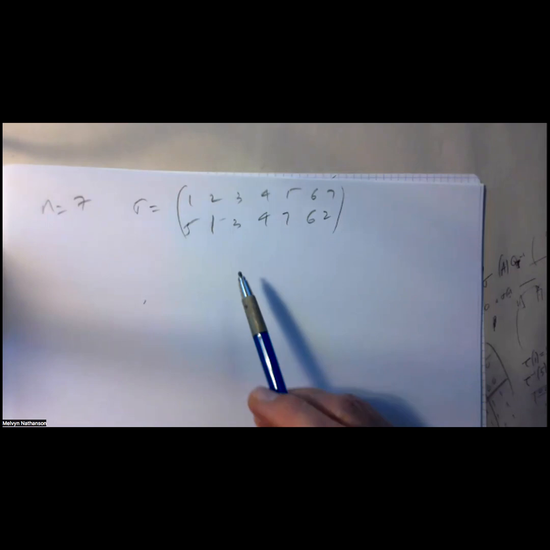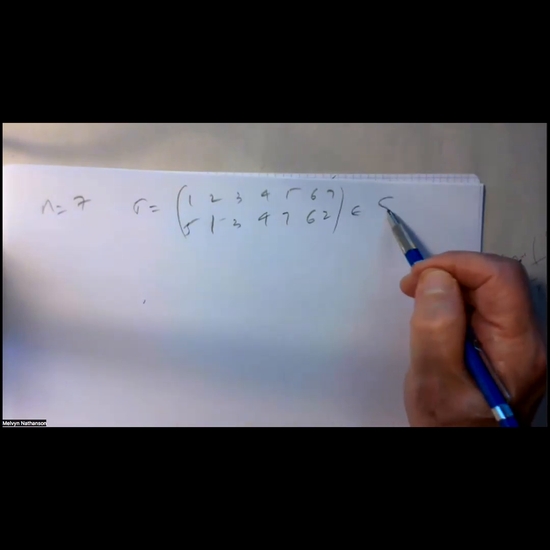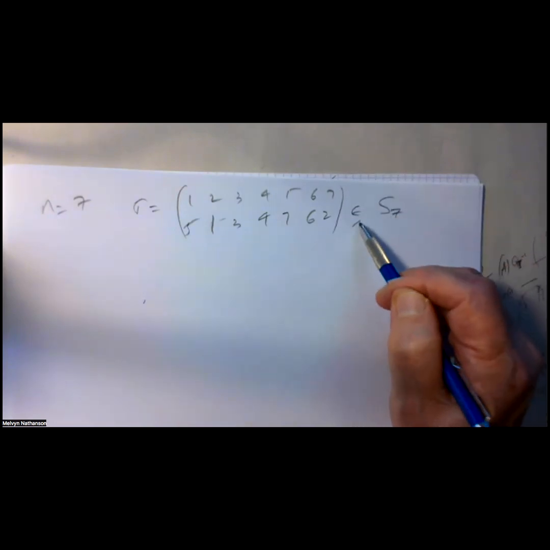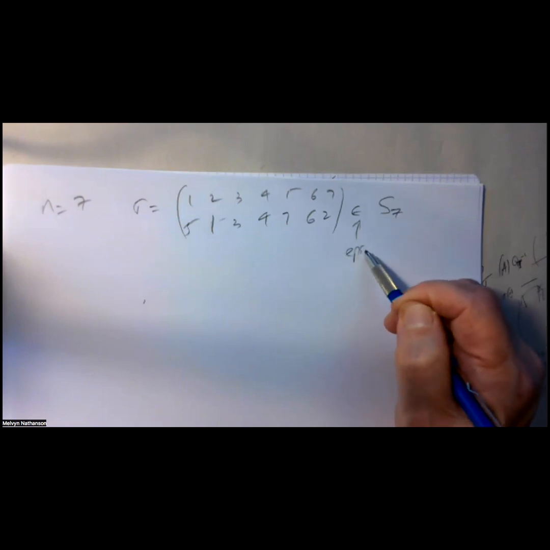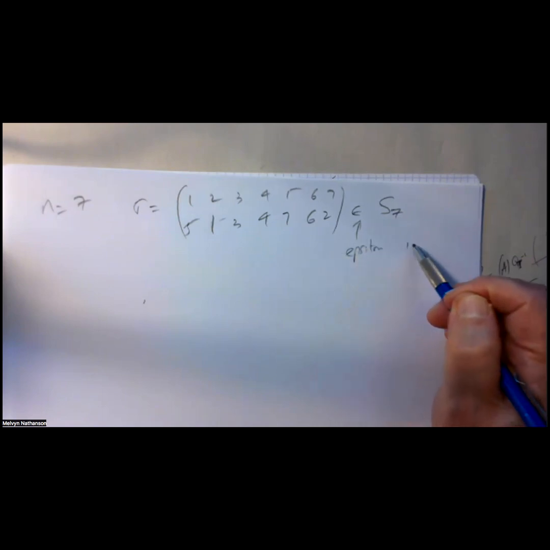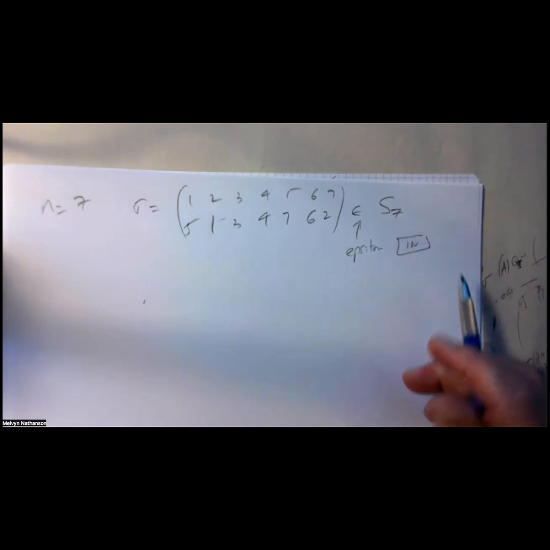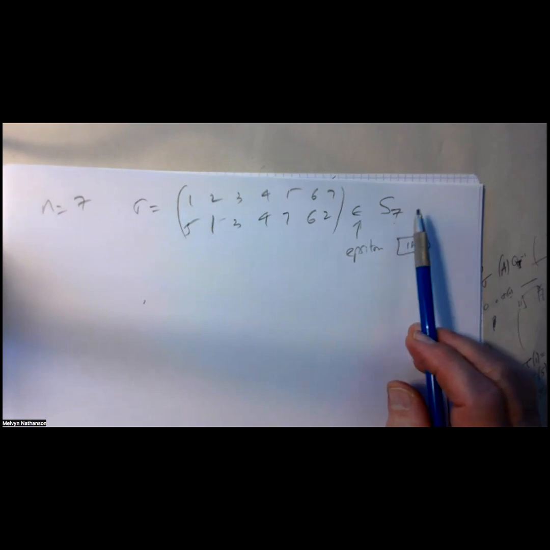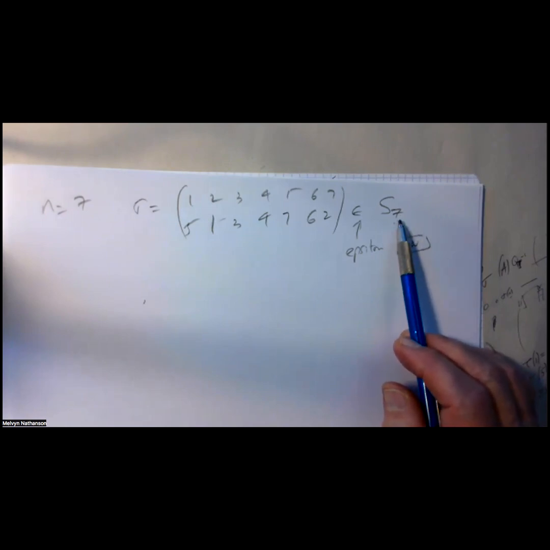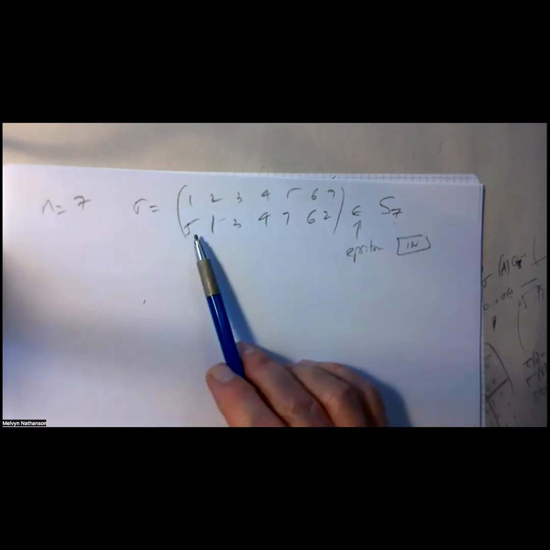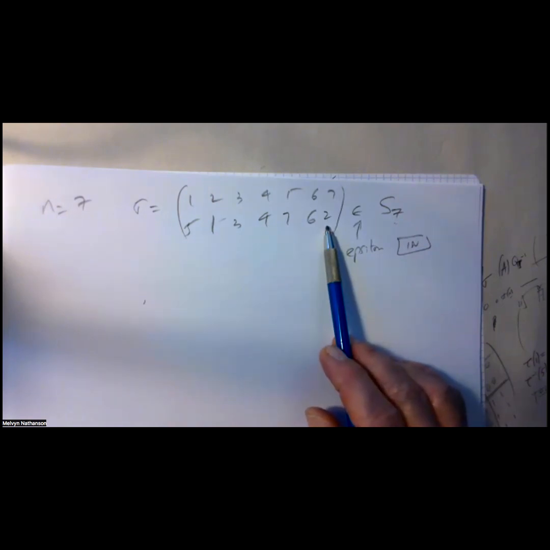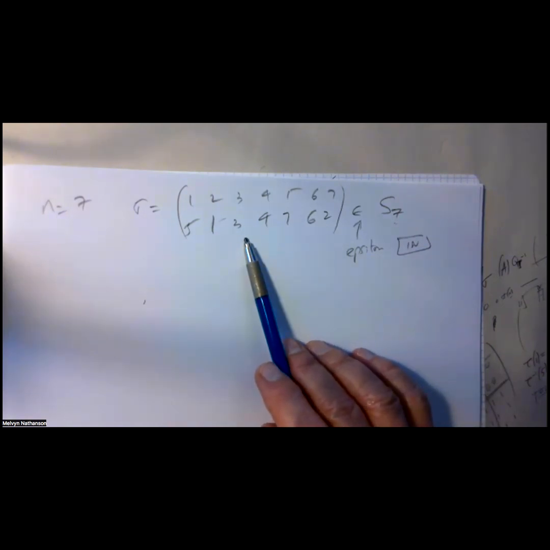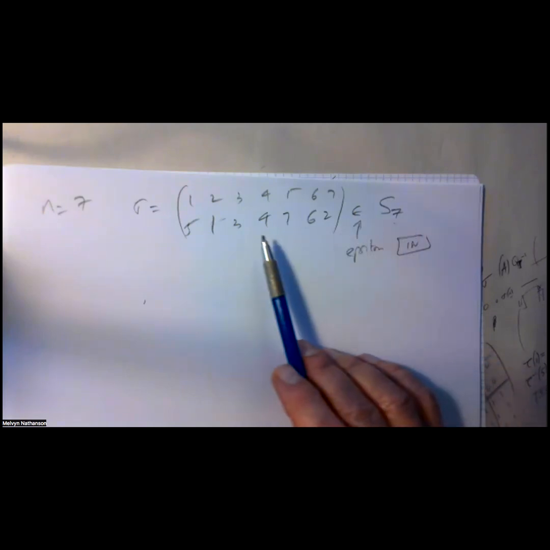Okay. So here's a permutation, and this is in S7. So this symbol, which is a Greek epsilon, means in. So in the language of mathematics, S7, I just defined that. That's the set of all permutations of the numbers 1 through 7. This is a permutation of the numbers 1 through 7. So this is one element of the set S7, and that's what this says. This permutation is in this set.